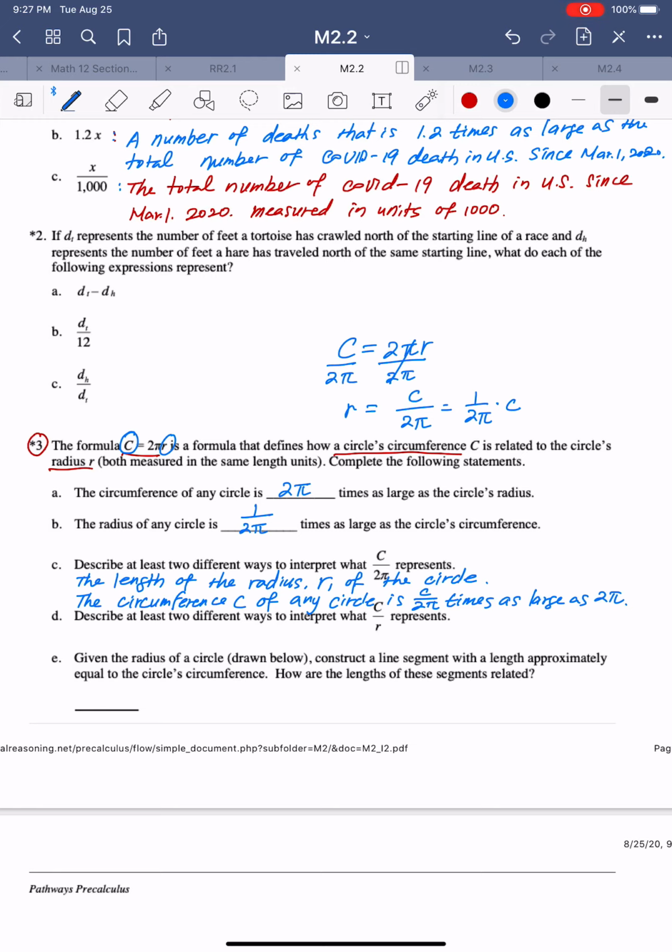Okay. So let's look at D. Describe 2 different ways to interpret C over r. So the answers are already 2 pi, which means the length of a circle's circumference measured in units of its radius.